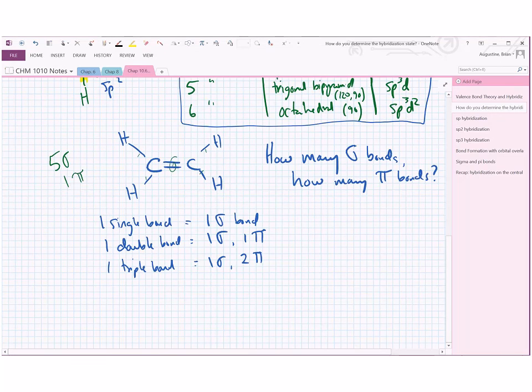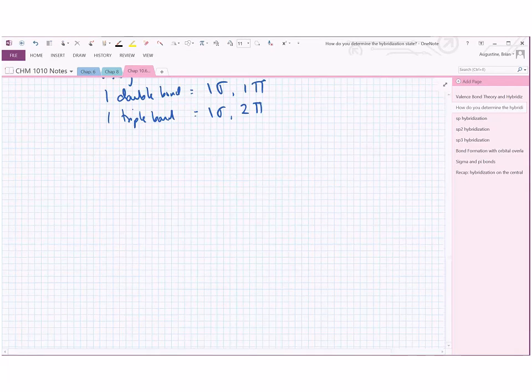Okay, I haven't told you what a sigma bond is, I haven't told you what a pi bond is. I'm just telling you the answer to some questions you might encounter. You might encounter a molecule with a bunch of different bonds on it, and you have to count up how many sigma bonds and how many pi bonds. So I'm going to give you one kind of crazy looking molecule. I'm just going to make something up. No idea what the name of this is.